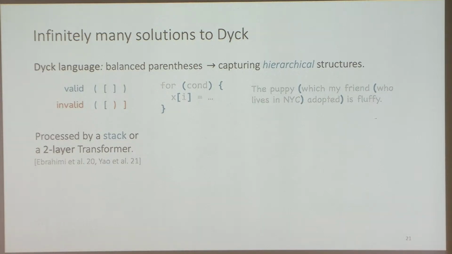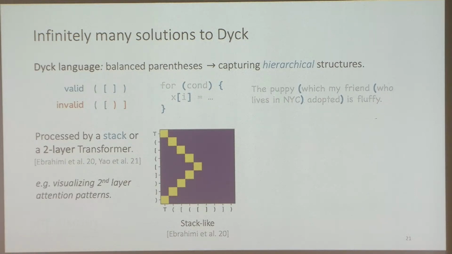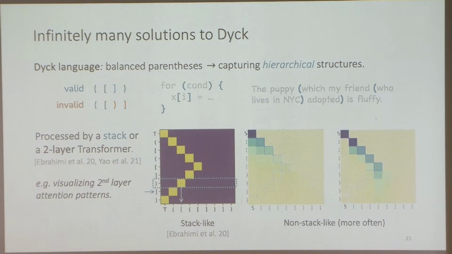Prior work has also shown that Dyck can be implemented by a two-layer transformer. If we visualize the attention pattern of the second layer, then it seems that we can extract the stack algorithm. So here is the attention map, and the way to read this is that each row corresponds to the attention pattern for one position. For instance, this is the attention pattern used to predict the closing square bracket. And we can see that for this one, the attention pattern is correctly identifying the correct open bracket. However, in general, more often than not, we don't see this kind of stack-like patterns.